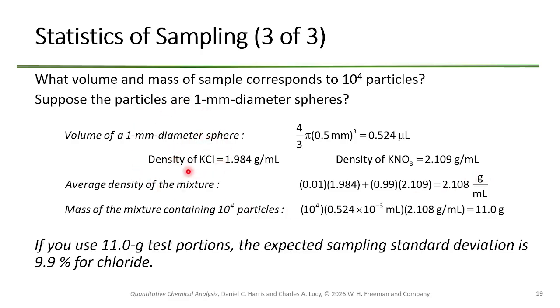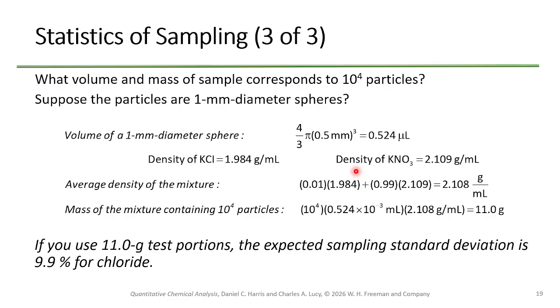And so the density for a volume of 1 millimeter diameter spheres for KCl would be this right here, which is 1.984 grams per milliliter. Your average density of your mixture is going to be, this right here is a sphere, right? So this is the volume of your diameter of your sphere for a 1 millimeter sphere. And so that's the formula for the volume of a sphere, 4 over 3 pi, and then that right there is the radius. So that's diameter, that's radius. And so that would be your microliters. This right here is again the density of potassium nitrate, which is 2.109 grams per milliliter.